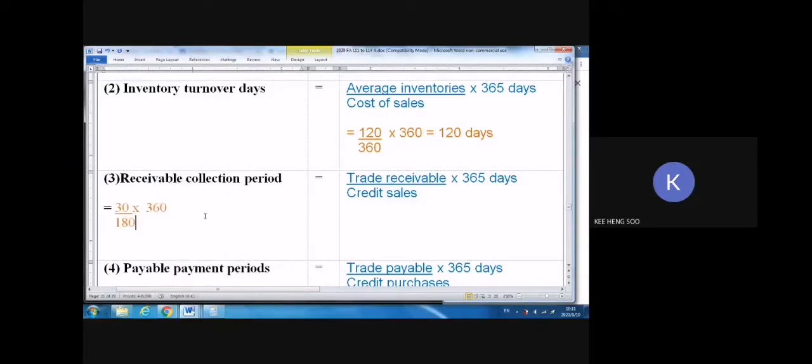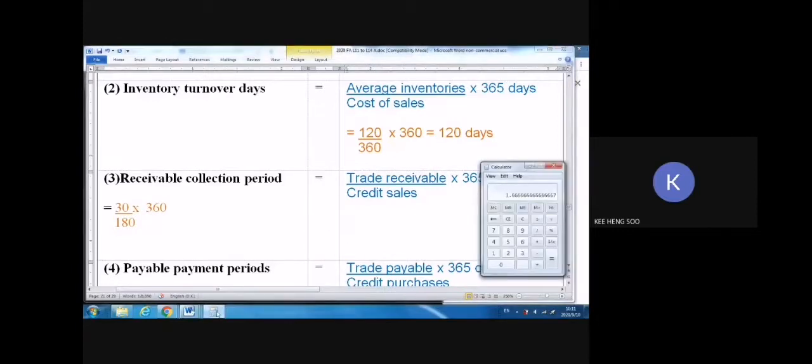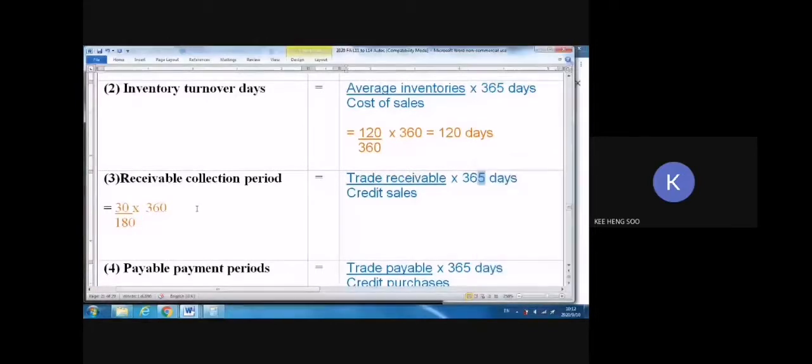Okay. Now look at here. If I got my receivable is 30, receivable on 31st December is 30, I divide by this credit sales 180. So I times 360 days instead of 365. Okay, you should times 365, but I have to make your life easier, so I put it like that. 30 times 360 divided by 180. Can you see 60 days? Your answer is 60 days.